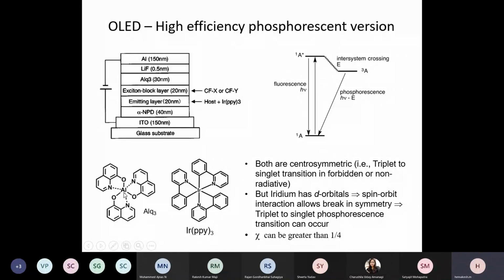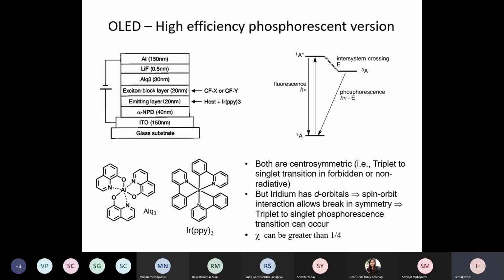compounds that are centrosymmetric, like the aluminum complex, which means they have a center of symmetry, or other symmetry elements apart from the center of symmetry. In those kinds of molecules, triplet to singlet transition is forbidden. And by forbidden I mean even if it happens, it is not going to be able to generate radiation. But iridium, although structurally, crystal structure wise, it is still centrosymmetric, it has empty d orbitals. And for the chemists, you know that that's a simple joke.